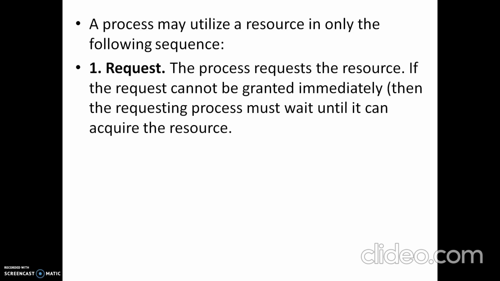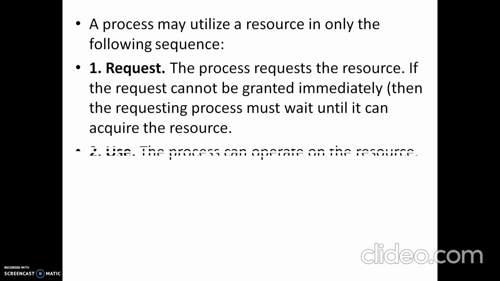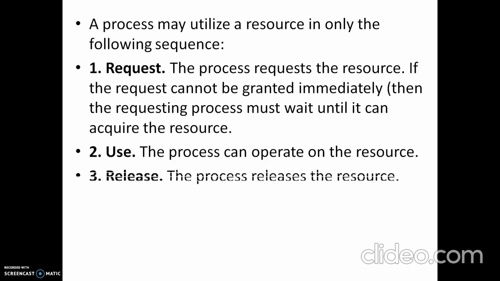Now, given that a process is getting a resource, the usage of the resource will happen in a particular sequence. First, the process will make a request for the resource. Secondly, if it successfully gets the resource, it will start to operate the resource for its purpose. And thirdly, once the usage of the resource is over, it will release the resource. This is the sequence in which resource utilization will take place.